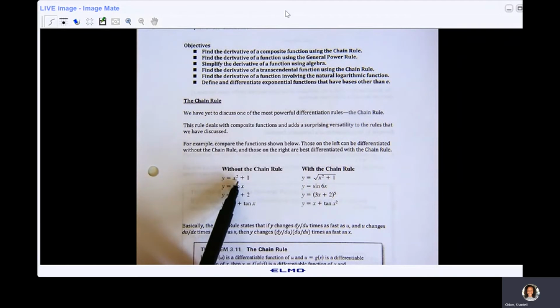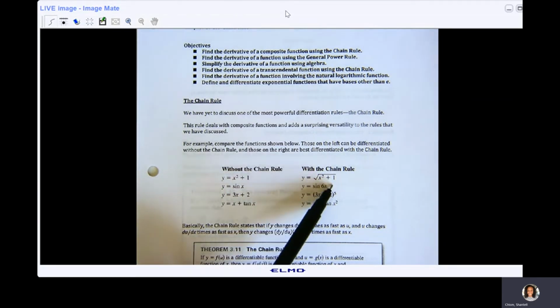You've got just a basic quadratic function here, a basic trig function, sin x, a basic linear function, and then a sum of two functions, a linear function plus a trig function, that we would just find the derivative of each individual term. Here, take a look at that first one. You've got the square root, the exterior function is a square root function, and then underneath it is x squared plus 1, a quadratic function.